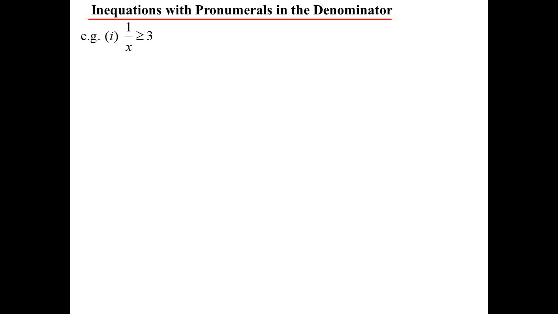Inequations with pronumerals in the denominator. How do we do this? I reckon I know about 5 different ways of approaching these questions. Start with a very, very simple one. 1 over x is greater than or equal to 3.